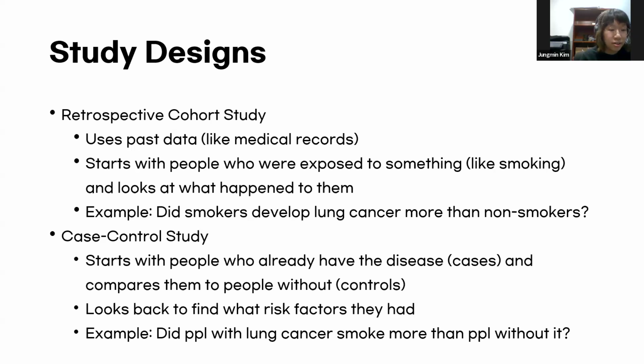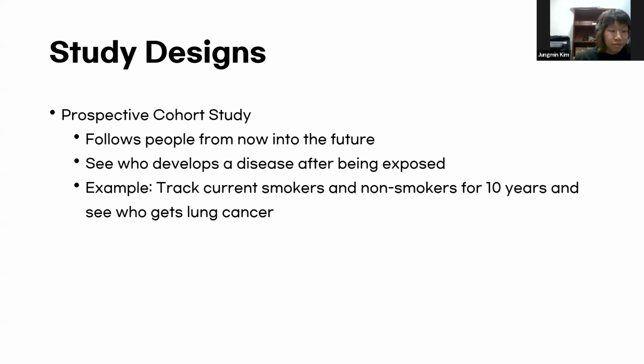And the case control study starts with people who already have a disease, the cases, and compares them to those who don't, the controls. So it looks backward to find risk factors, like did people with lung cancer smoke more than people without it? This is an example of a case control study. These are observational studies and they help us to find patterns and associations. It's not causation, it's association. But it helps us get a clue.